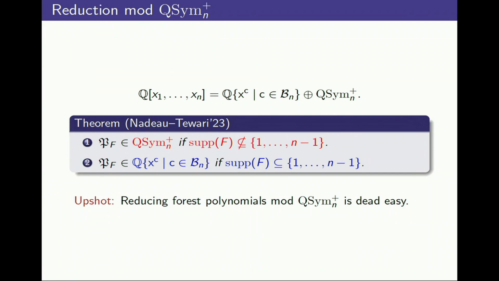So what determines whether they lie here? Well, you look at the support. So your forest is supported on some intervals. If the support is not within 1 through n minus 1, then the thing lands inside the ideal. And if the support is precisely a subset of 1 through n minus 1, then it needs no reduction.